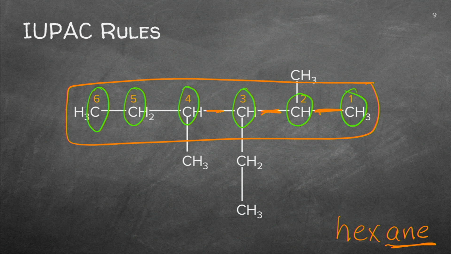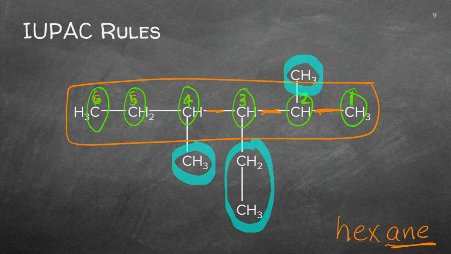Now why is this numbered from this side? Can you see that 1 there, that 2 there, that 3 there, that 4 there, 5 and 6. That's the next rule of the IUPAC. You need to identify the smallest number for the substituents. Now these I'm encircling now is added to the hexane. Now first let's name them.